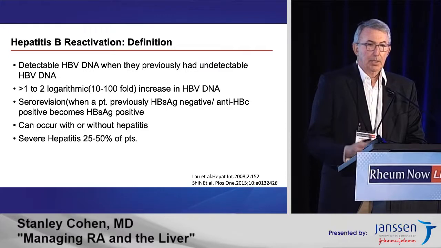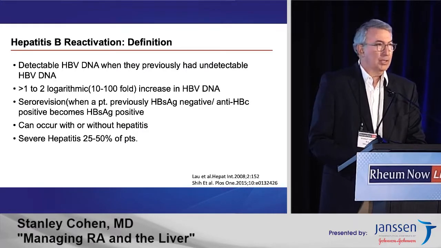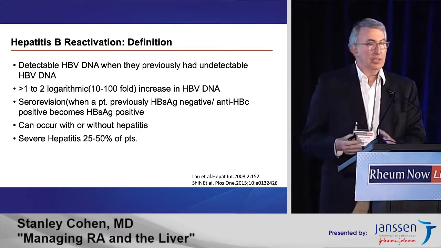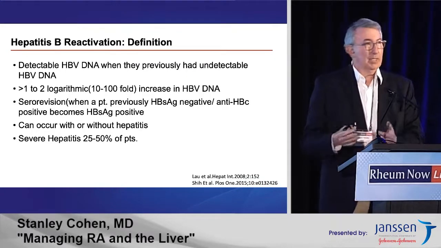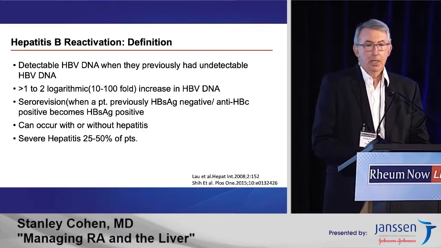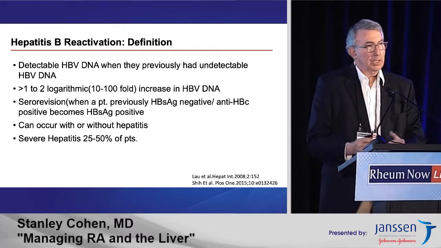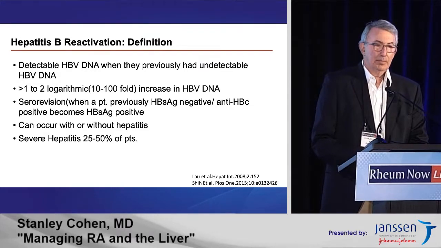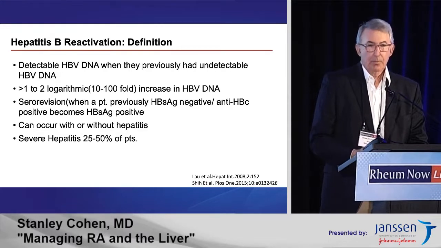So again, the definition is detectable hepatitis B viral DNA when they previously had undetectable DNA, or greater than a 1 to 2 logarithmic increase in hepatitis B DNA. Something called seroreversion, when a patient previously hepatitis B surface antigen negative, core antibody positive, becomes hepatitis B surface antigen positive again. And just to remind you, these serologic changes and changes in viral load can occur with or without hepatitis. Severe hepatitis occurs in about 25 to 50% of patients.